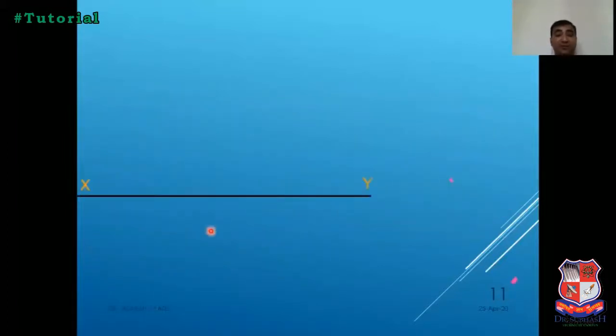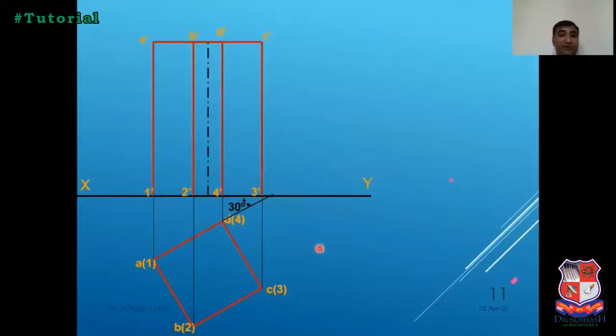Now let us first of all draw the XY line, and you can see the square prism, one of its sides is at 30 degrees with the VP. So first of all you have to draw this side at 30 degrees with the XY line and complete this square of 45 mm side. Okay, so different points are there, A1, B2, C3 and D4. Now draw its front view: 1 dash, 2 dash, 3 dash and 4 dash. Similarly here A dash, B dash, C dash and D dash.